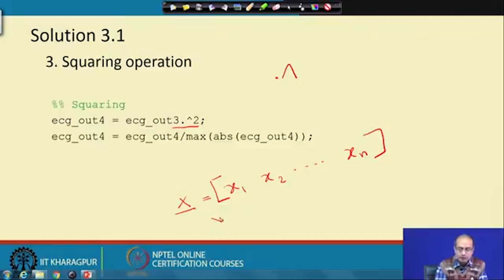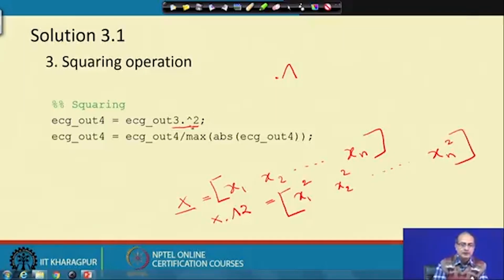Now, if we perform that x dot 2 hat 2, what will happen? It will create the elements y square. It will create x1 square, x2 square, then x3 square and all, at the end xn square. So, that is exactly what we have performed here, and we have written that output into ECG underscore out 4.